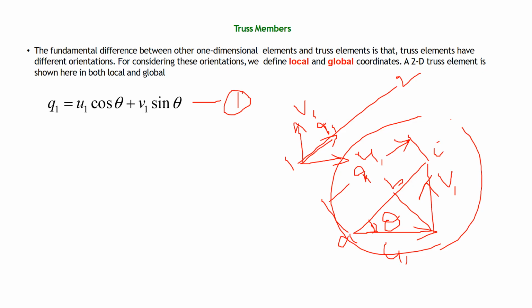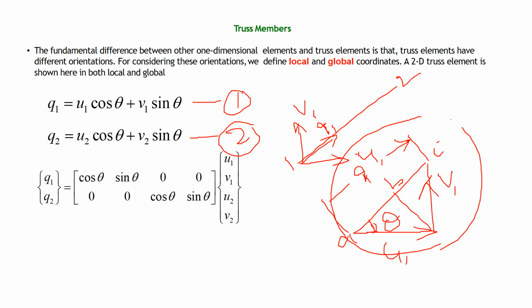plus V1 sin theta. Similarly at node 2, because we consider here a 2-noded truss member, this is equation 2: Q2 is equal to U2 cos theta plus V2 sin theta. From these equations we can rearrange the relation between the local and global coordinates. Q1 Q2 is equal to cos theta sin theta 0 0. This equation we may rewrite in terms of its matrix form.